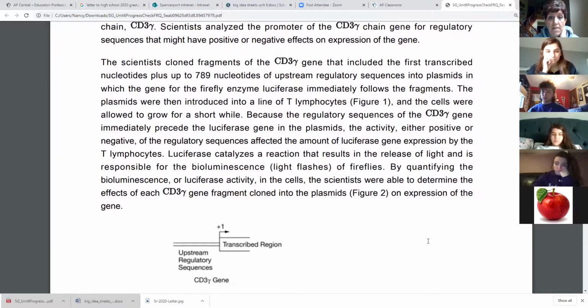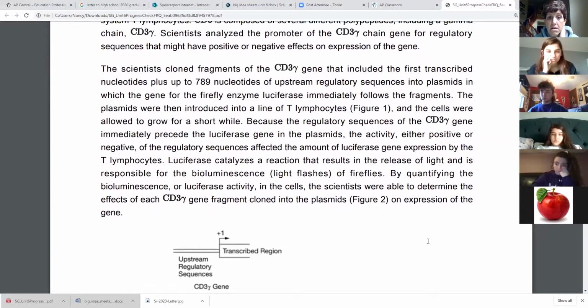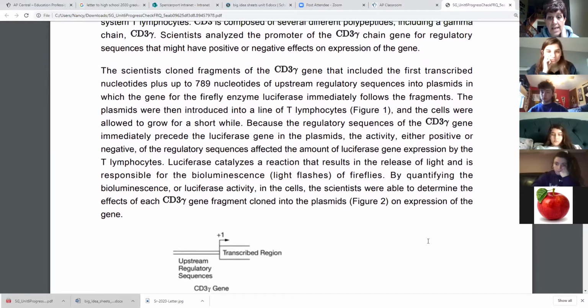All right. It says they cloned them and they put them into plasmids. Yay, I know what that is. They're telling me they took all these sequences and they put them in little circular pieces of DNA that could be put into the environment, that we could heat shock our organism and have it taken.